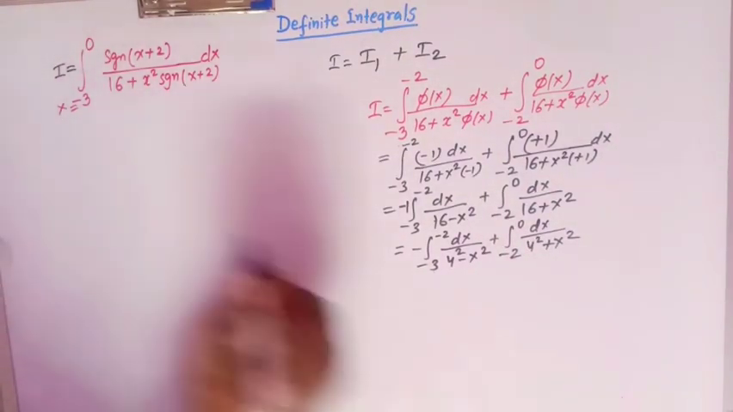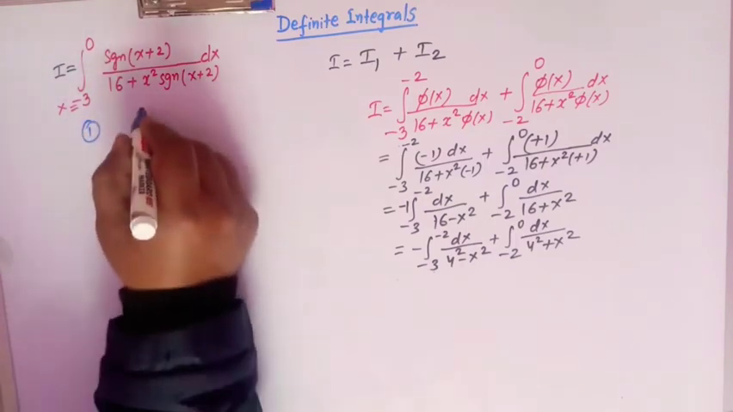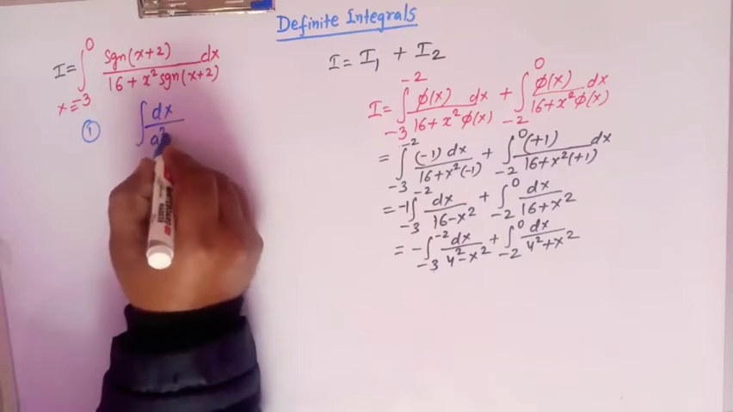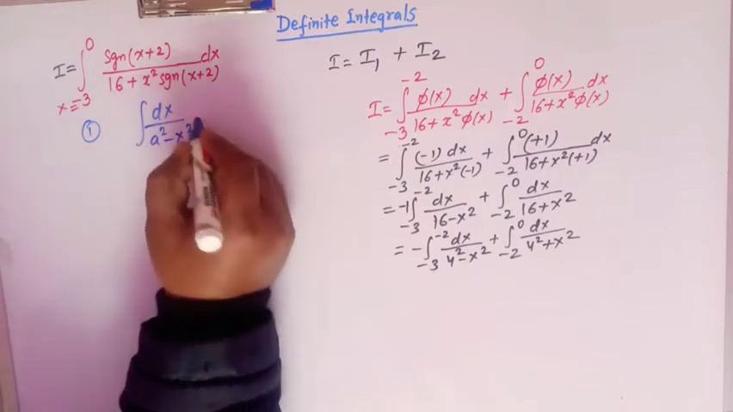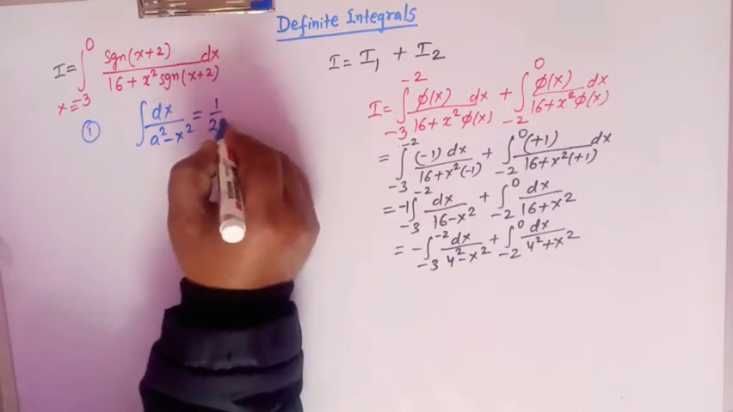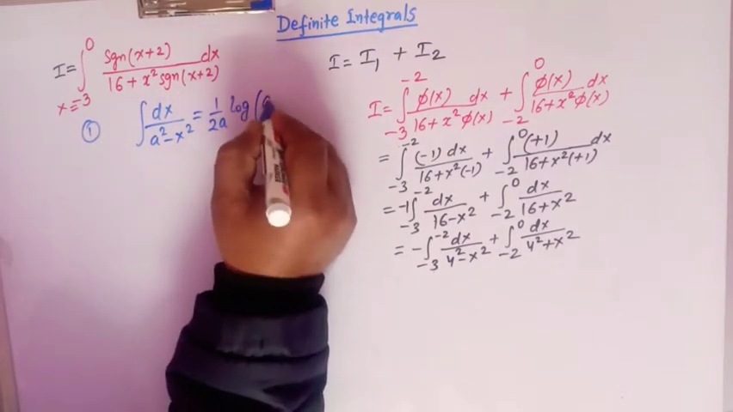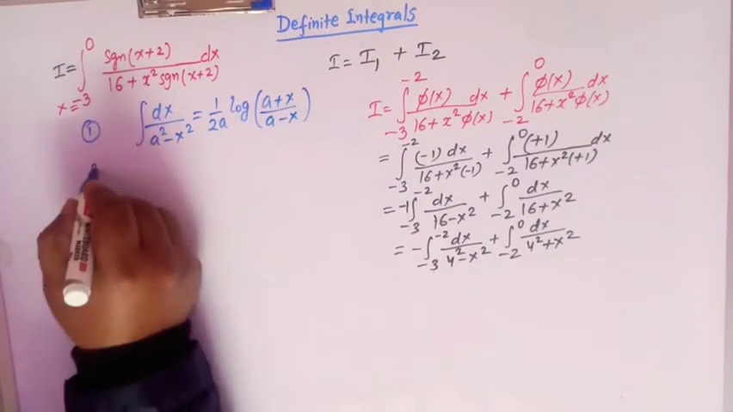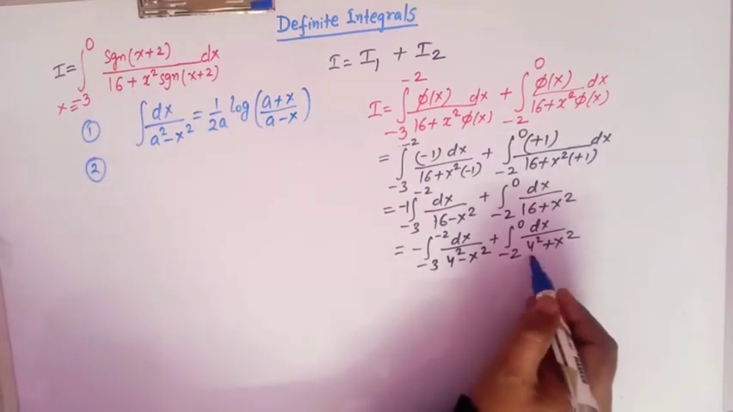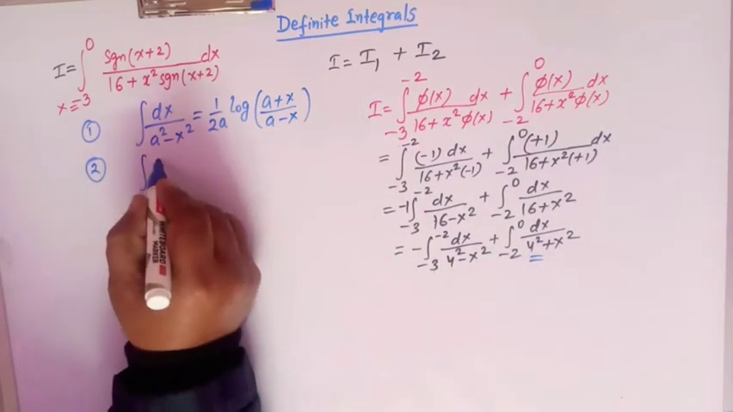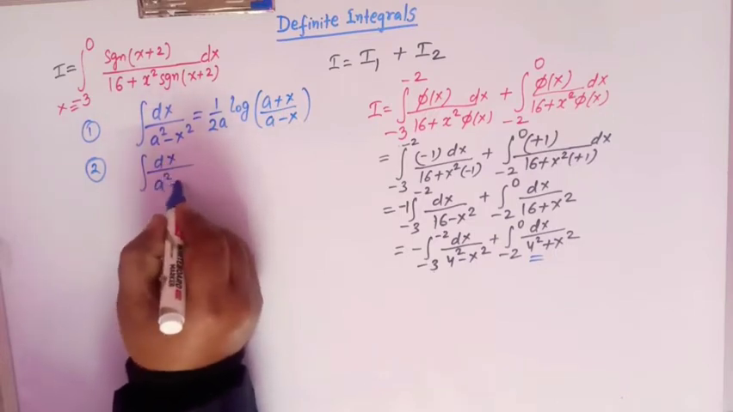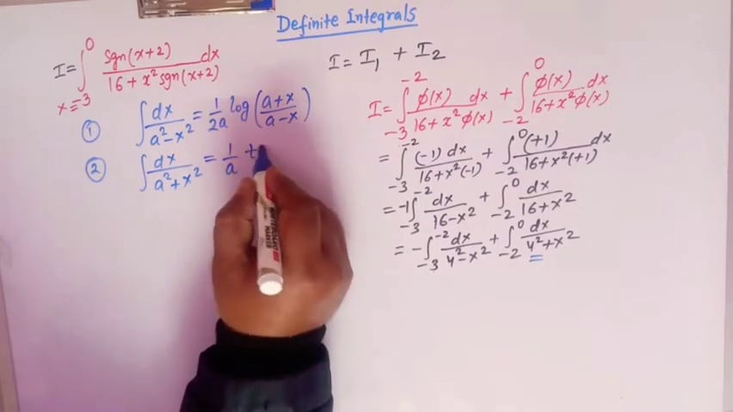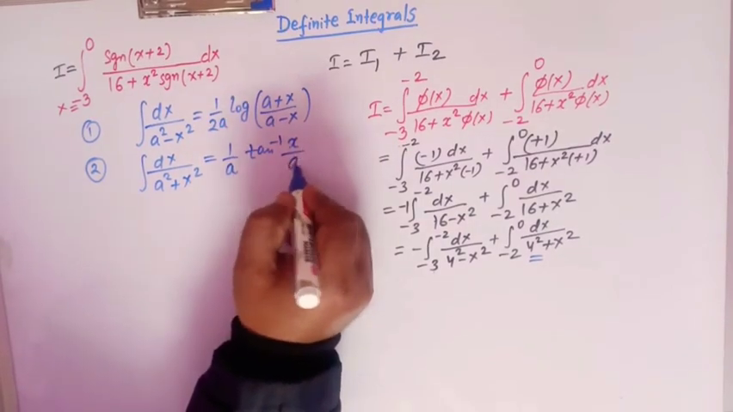So here we have to use two results. The first one is the standard formula, which is dx over a square minus x square, that is equal to 1 over 2a log of (a plus x) over (a minus x). And the second result which will be used here is dx over a square plus x square, which is equal to 1 over a tan inverse x over a.